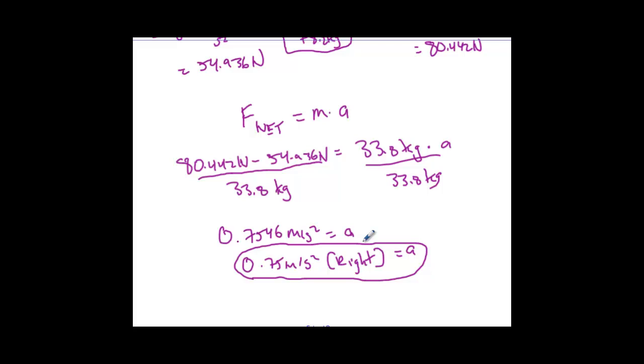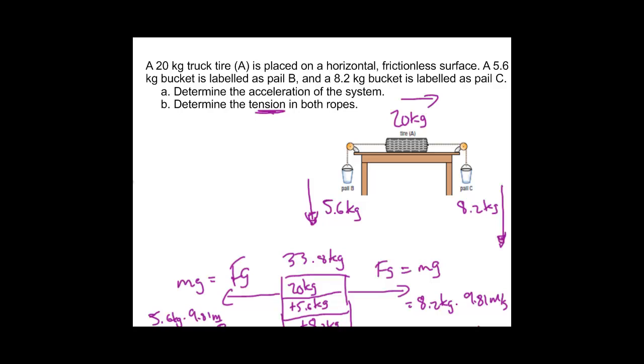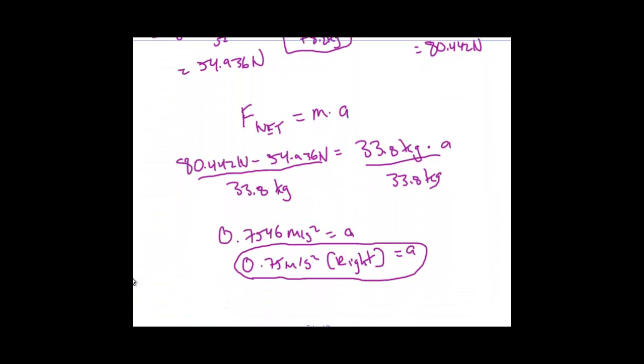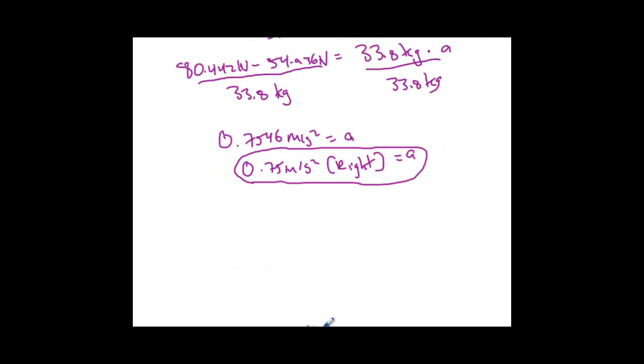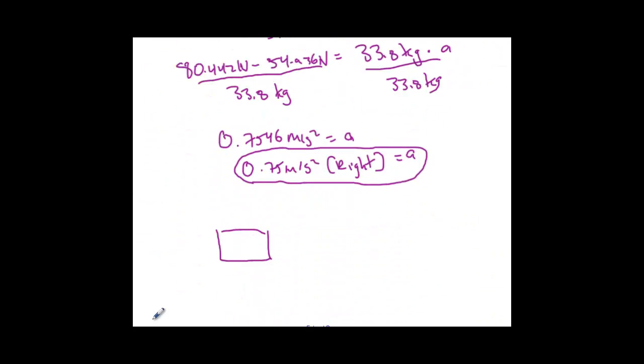The second part of the question, though, is kind of the new thing. I'm going to ask you to find the tension in both ropes. And so in order to figure out tension, rather than considering this thing to be one big system, it might be better, again, to consider it as the different sections. So what you could do is redraw the box, and I'm only going to draw this section right here. So this would be the pail that's 5.6 kilograms.